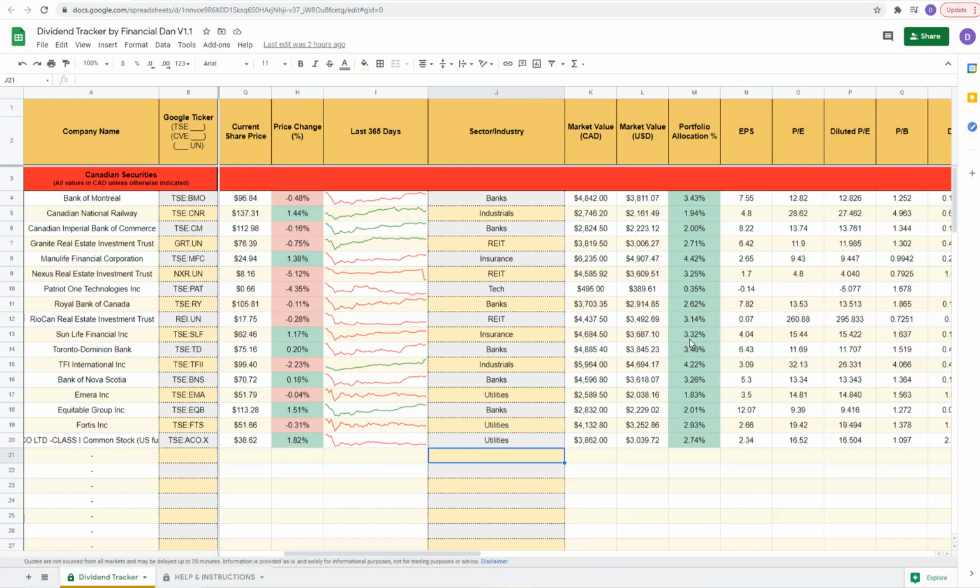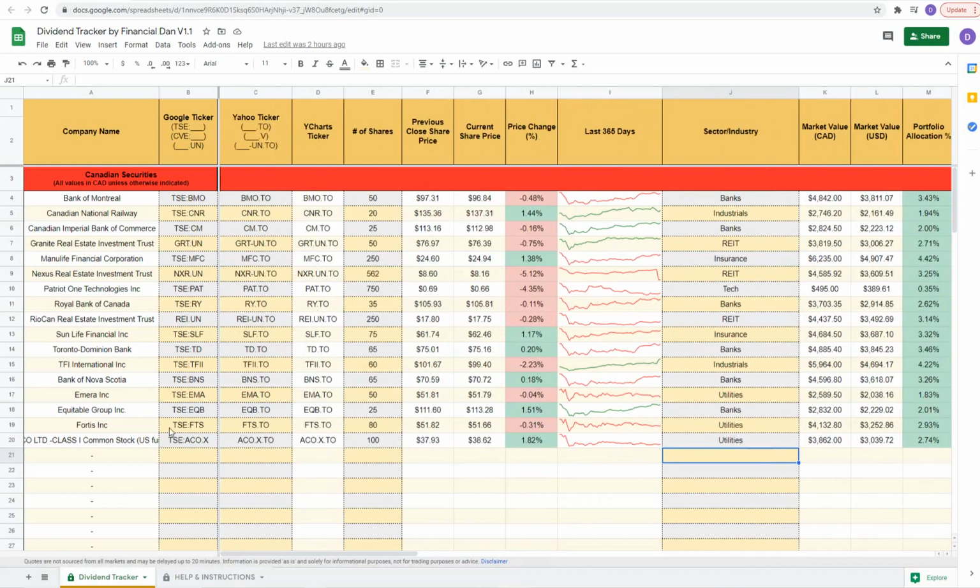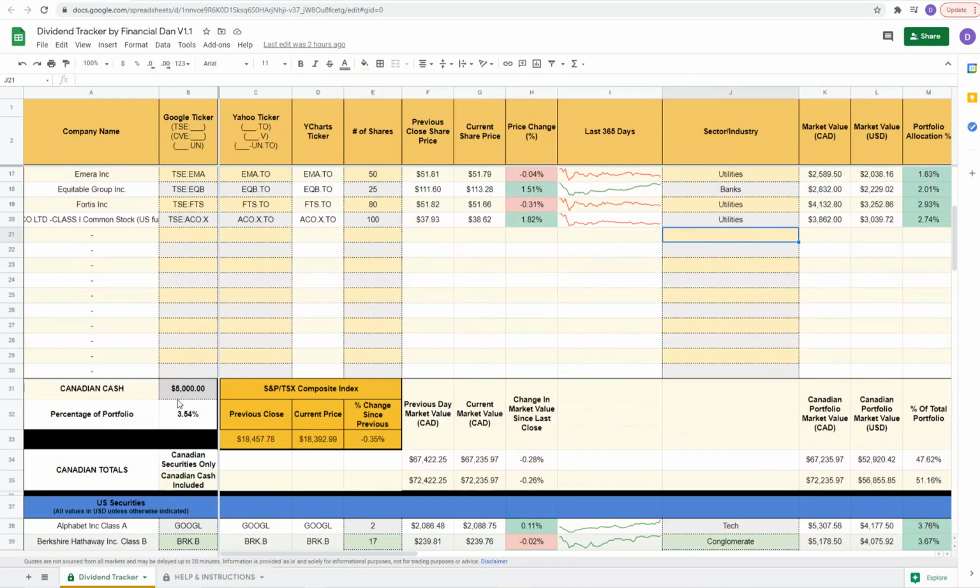Now, a couple of things that I want to mention about that is that it does take cash into account. And so if we just scroll left here and then scroll down, you'll find the Canadian cash field, which is where you can enter in any Canadian cash that you're holding onto.